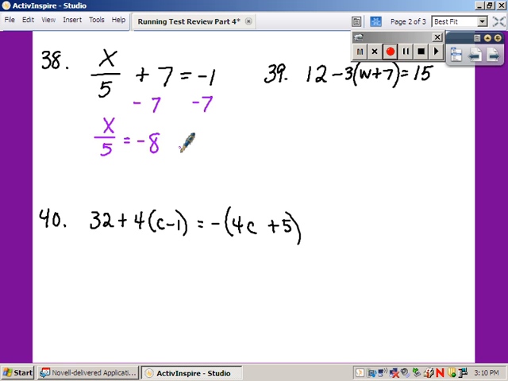And then the last step, to get rid of this divided by 5 part and get the variable by itself, is to multiply by 5 on both sides. And that's going to give me negative 40.